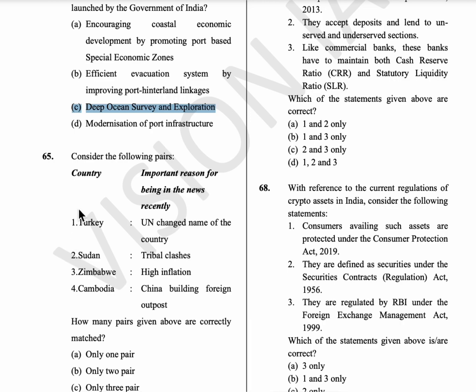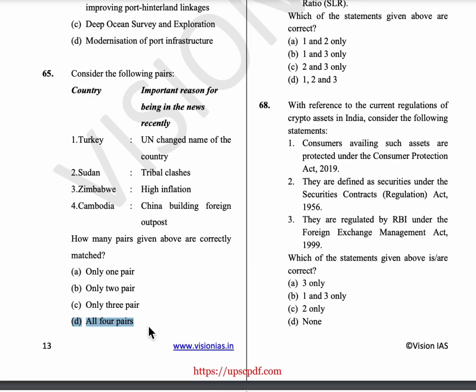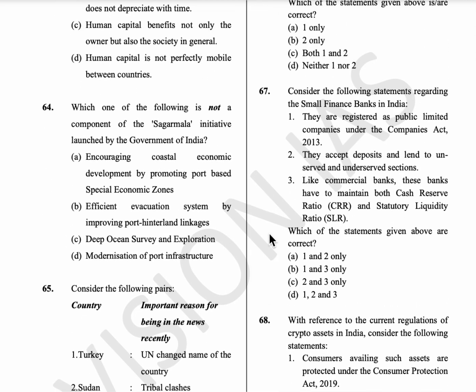So country and important reasons for being in the news are given. Turkey, so UN changed the name of the country. So first pair is correct. Sudan has been involved in tribal clashes. Zimbabwe has high inflation. Cambodia, China is building foreign outposts. So all these four pairs are correct. So option D.